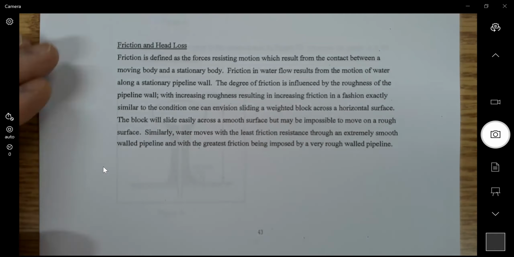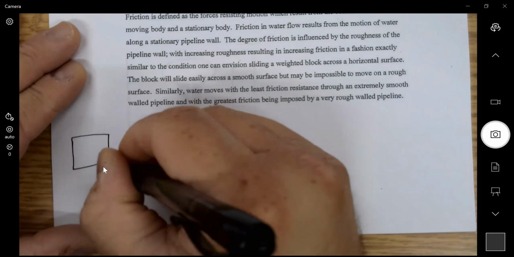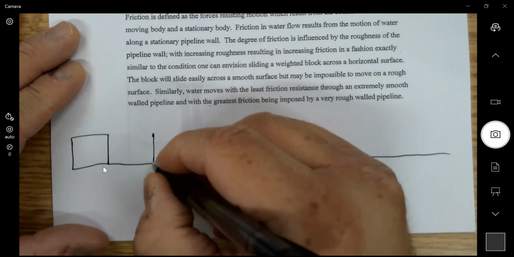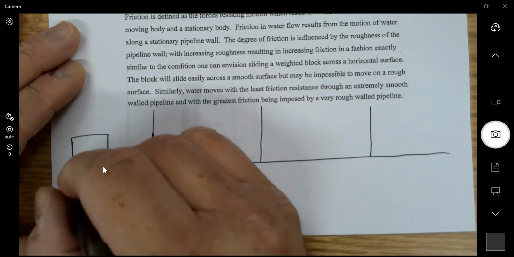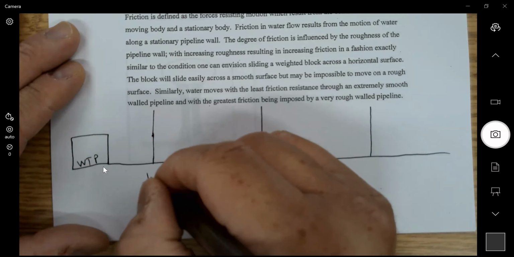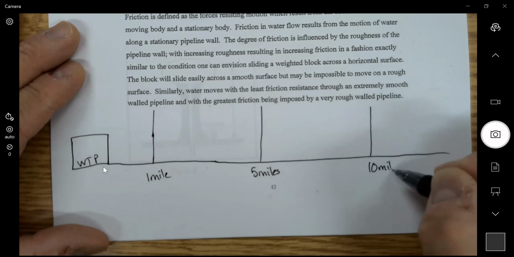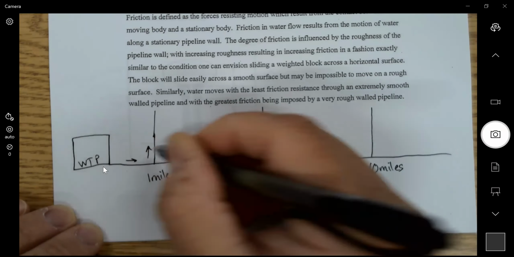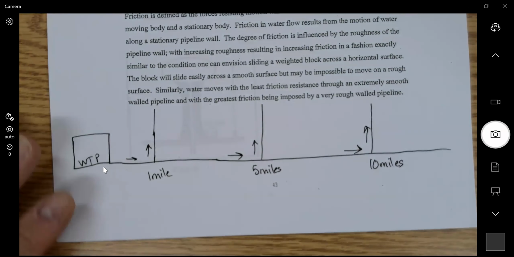So first off, I need to explain this to you all, and this is how I have found, especially with being virtual, is the easiest way to do this. I'm going to say that we've got a water tower here, here, and here. So this is 2-dimensional. This is the ground. This is a water tower at 1 mile, 5 miles, and 10 miles. The water runs this way and this way, and then this way and this way, okay?